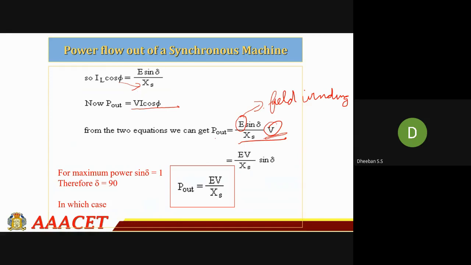In order to get a maximum power out, if you are talking about your generator, your sin del value has to be 1. If sin del tends to be 1, your del value tends to 90 degrees. So you'll get the maximum power out, P out, as EV by X. Here E corresponds to your excitation voltage, V is your terminal voltage, X is your synchronous impedance.